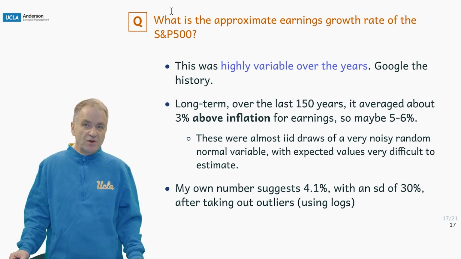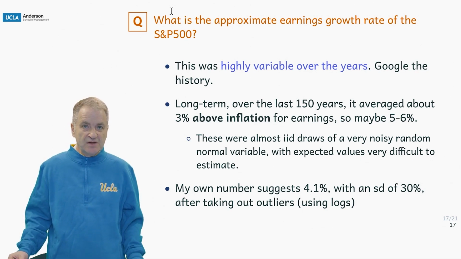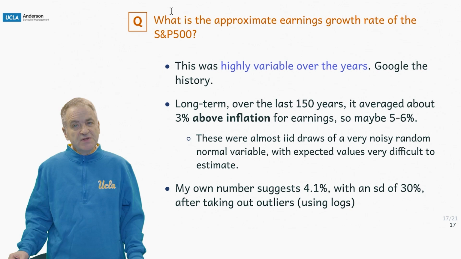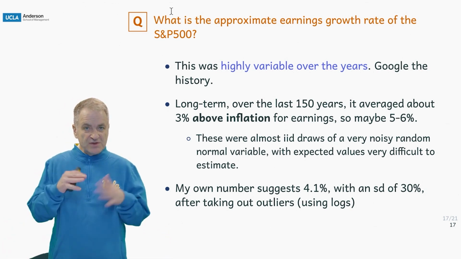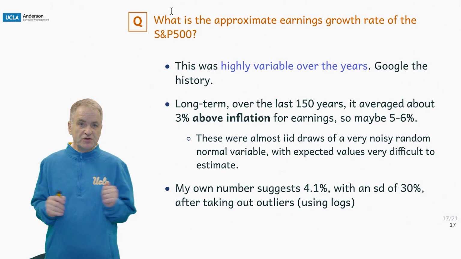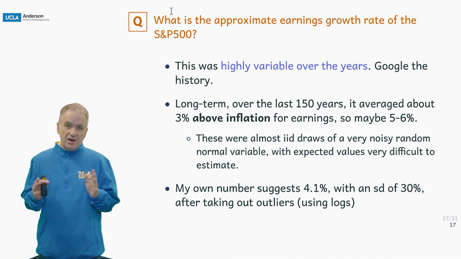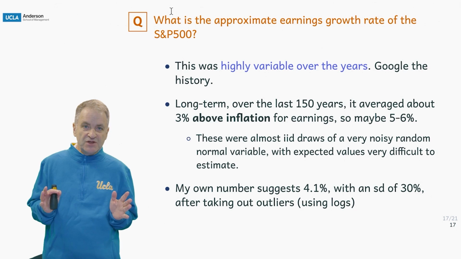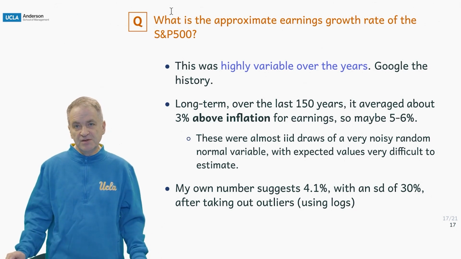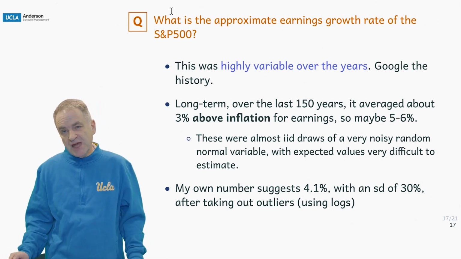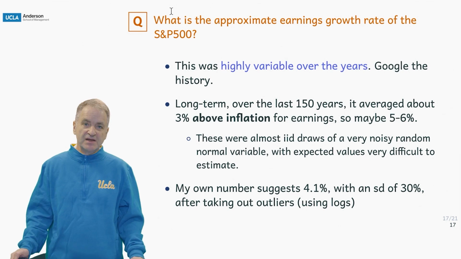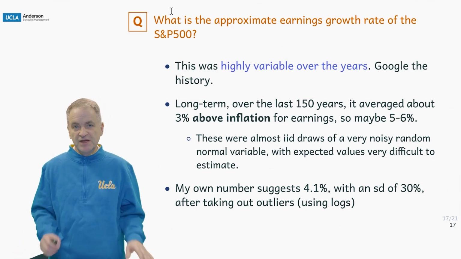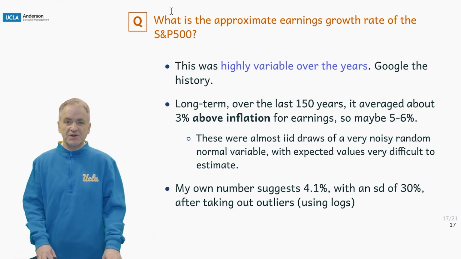What's the approximate earnings growth for the S&P 500? Well, this was highly variable over the years. If you Google the history, you will see some of those numbers. I will also show you a graph in a moment. Long term, over the last 150 years or so, it averaged about 3% above inflation for earnings. So maybe 5 to 6% at the moment because we have an inflation rate of about 2 to 3%.